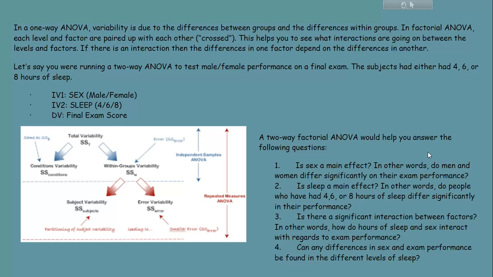So let's say you're running a two-way ANOVA to test male and female performance on a final exam. The subjects had either 4, 6, or 8 hours of sleep. So your independent variable 1 is obviously the sex, male and female. Your independent variable 2 is 4, 6, or 8 hours of sleep, and the dependent variable is the final exam score. So what was the final exam score there? And that represents our dependent variable. So this has been the ANOVA method.